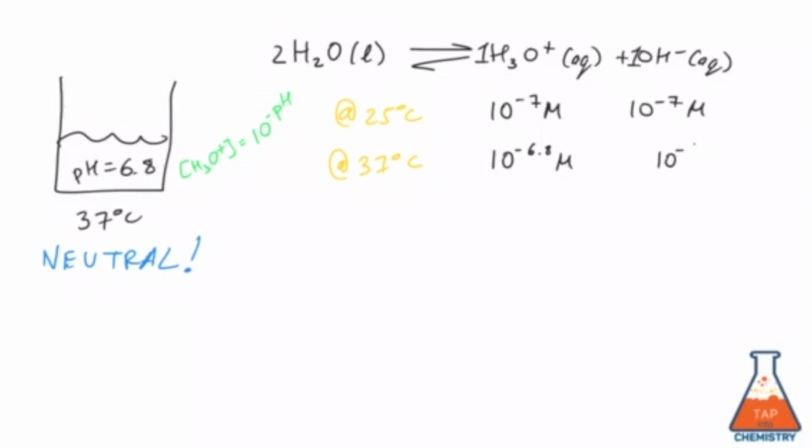So how come the pH and ion concentrations change? That's because of Le Chatelier's principle, which states that temperature changes equilibrium concentrations. And because the concentrations of ions change, so does the pH.